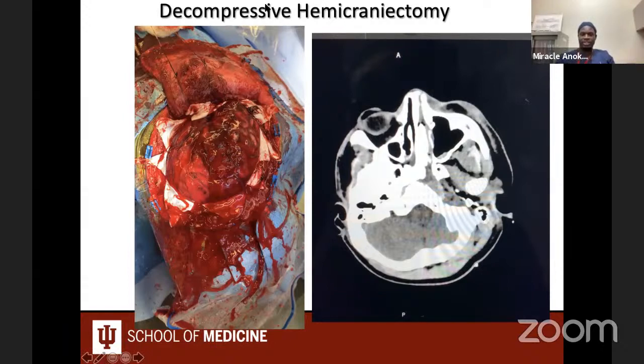So I see there's another question here. Do you have to shave the patient's hair to do so?